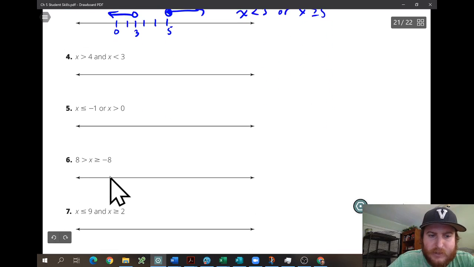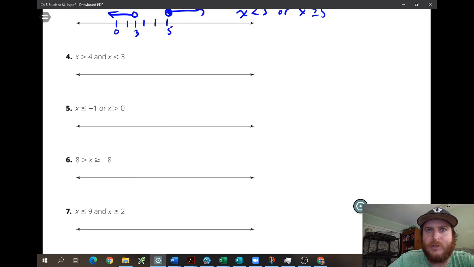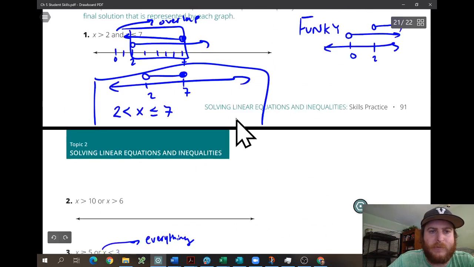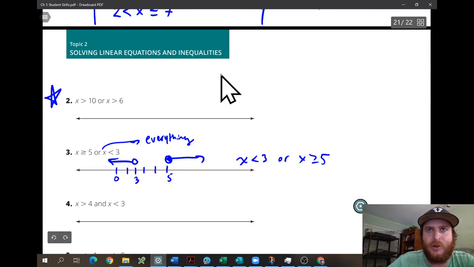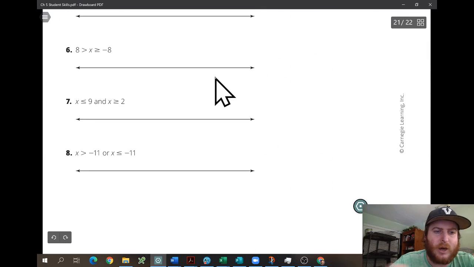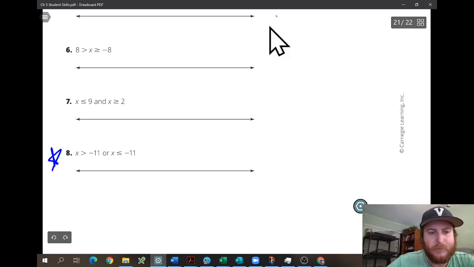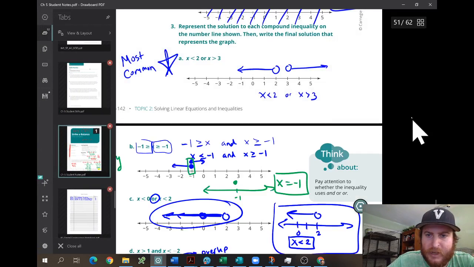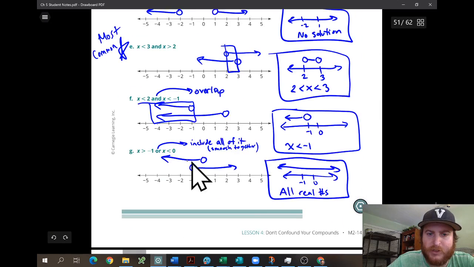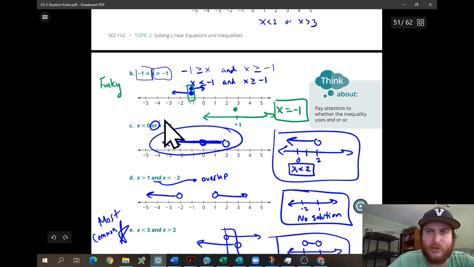Numbers 4, 5, and 6 are all kind of the easy situations. And then actually, I messed up. There are 2 funky ones. Number 2, I'll kind of star them for you. Number 2 and number 8 are both kind of the weirder situations. So go ahead and take a look back at those weirder, more strange situations.